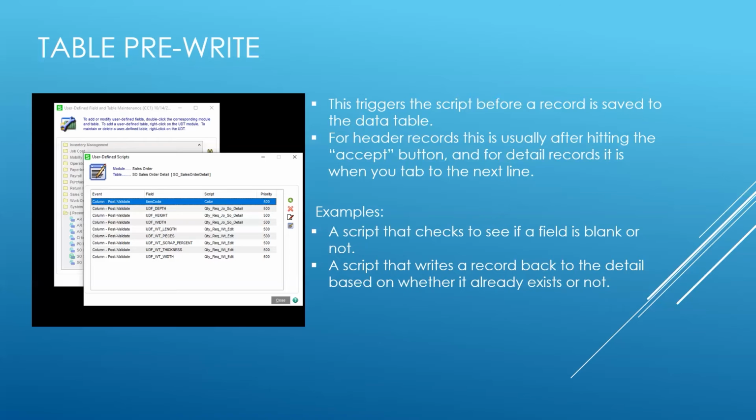Or a script that writes a record back to the detail based on whether it already exists or not. You might have a surcharge that you need to add to all orders, and you don't want to have to enter it every time. So rather than do that, you have a script that at pre-write just adds the line to your order. And I have an example of that I will show later on in this presentation.